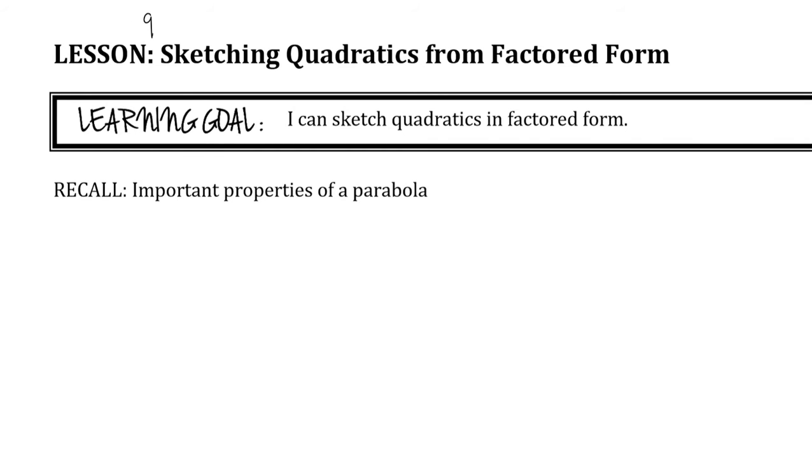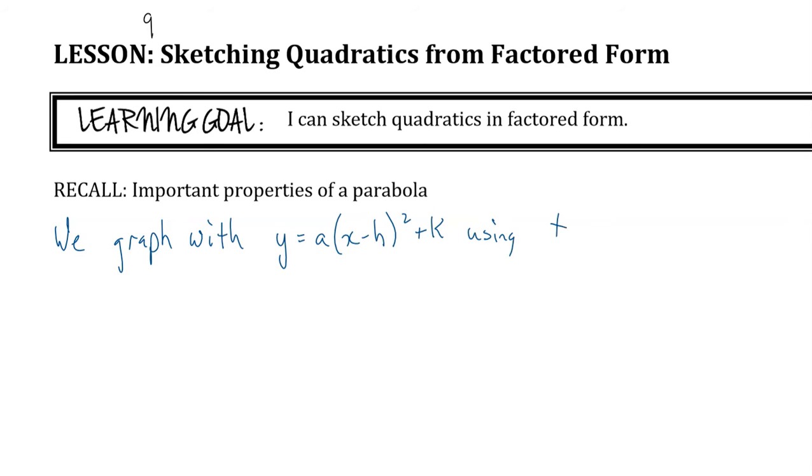All right, so we're going to talk about some important properties of the parabola. Before we do that, I'm just going to write this down. You don't have to write this down necessarily. We graph quadratics with y equals a times x minus h squared plus k using transformations. Whoops, that's how we've been graphing.